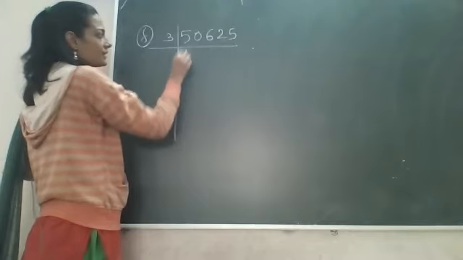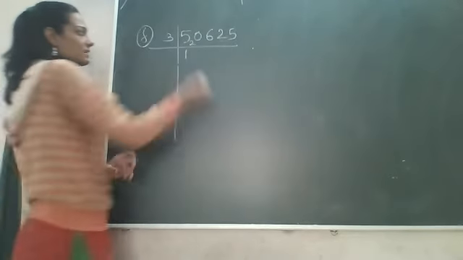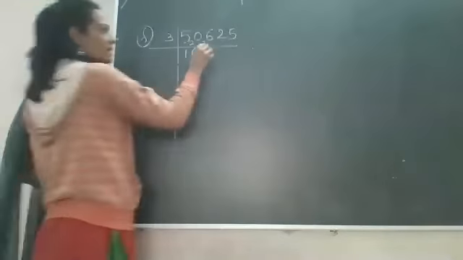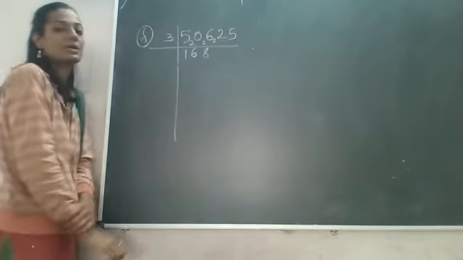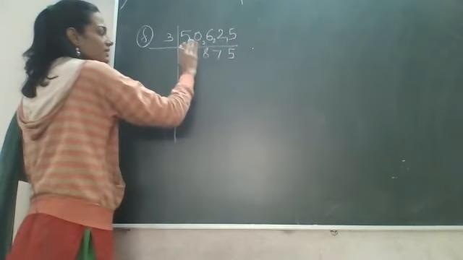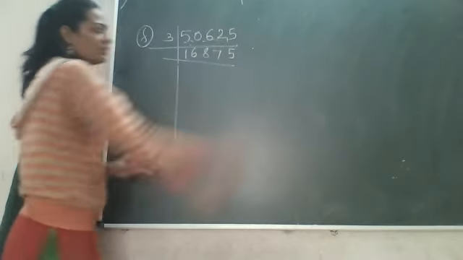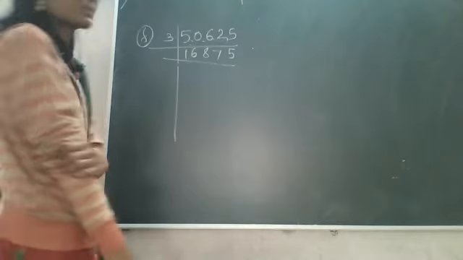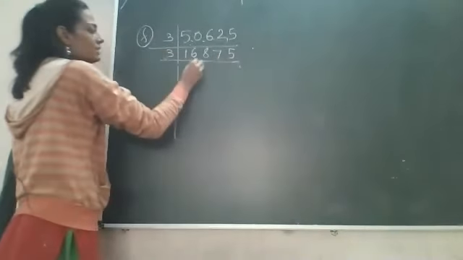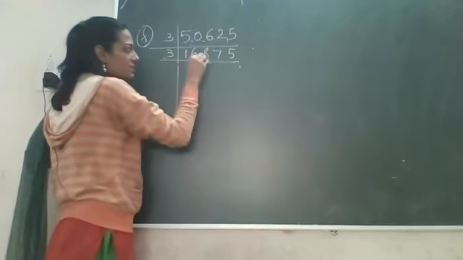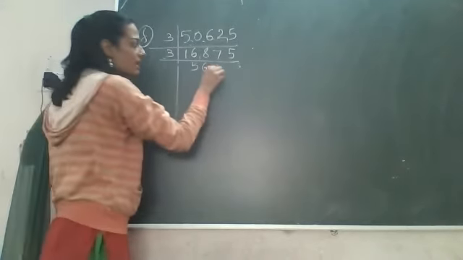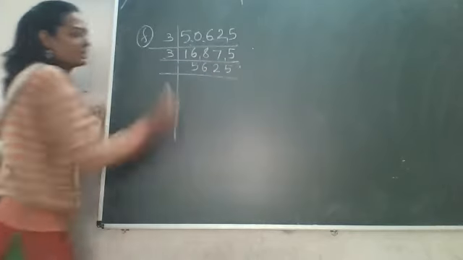3 ones are 3, 2 is left. 3 6s are 18, 2 is left. 3 8s are 24, again 2 is left. 3 7s are 21, 1 is left, and 3 5s are 15. Right? If you divide, we get the same answer. Now next, again go with 3 only. 3 5s are 15, 1 is left. 3 6s are 18, 3 2s are 6 and 3 5s are 15.